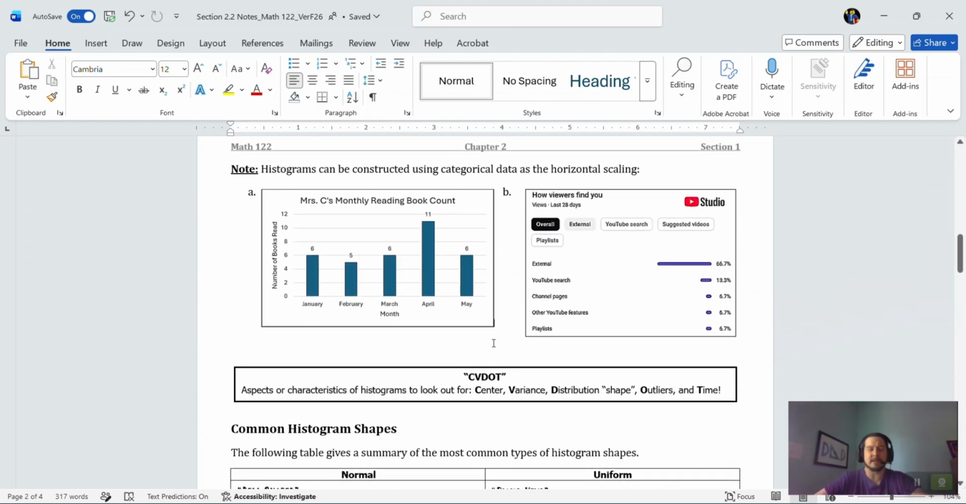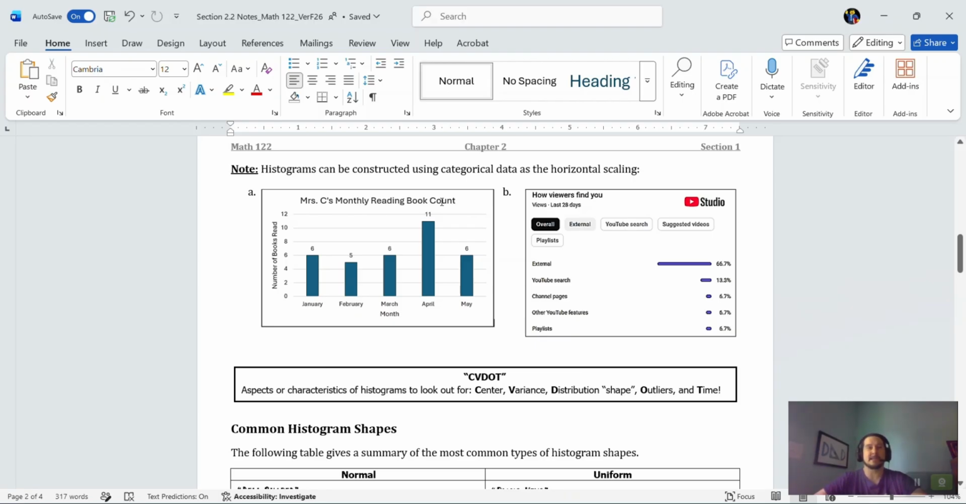And then I wanted to throw in some categorical data looking frequency distributions. The first one I built collecting data from my wife, Mrs. C's monthly reading book count. And so she's been reading books all year long, and she's been keeping track of some stats on these books.